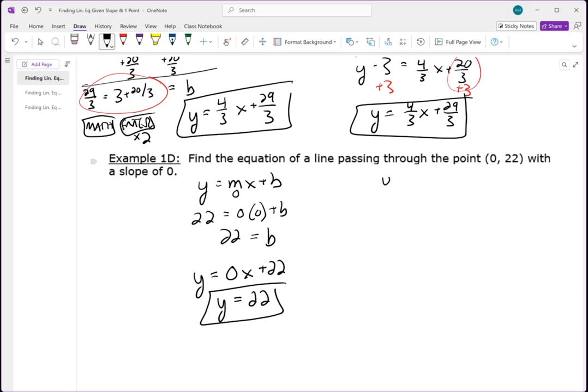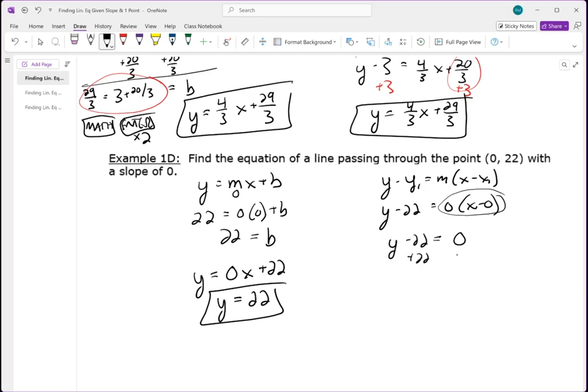If I did it the other way, I would have y minus 22 equals 0 times x minus 0. But 0 times anything is just going to be 0. And then if we add 22 to both sides, we're going to end up with y equals 22. This is just a horizontal line at my favorite number, 22.